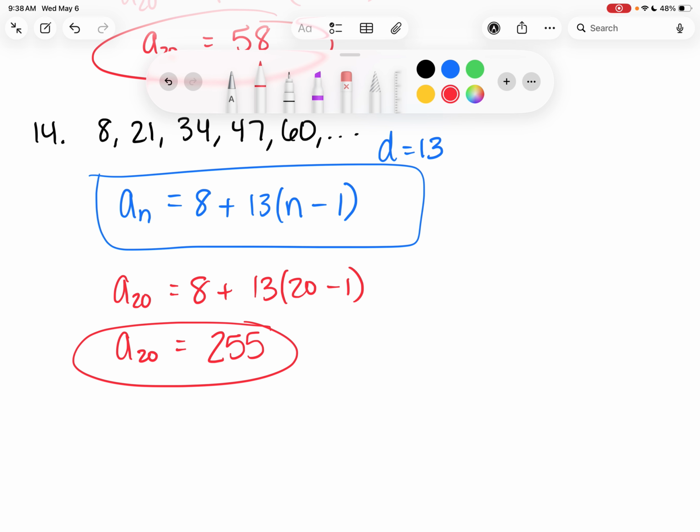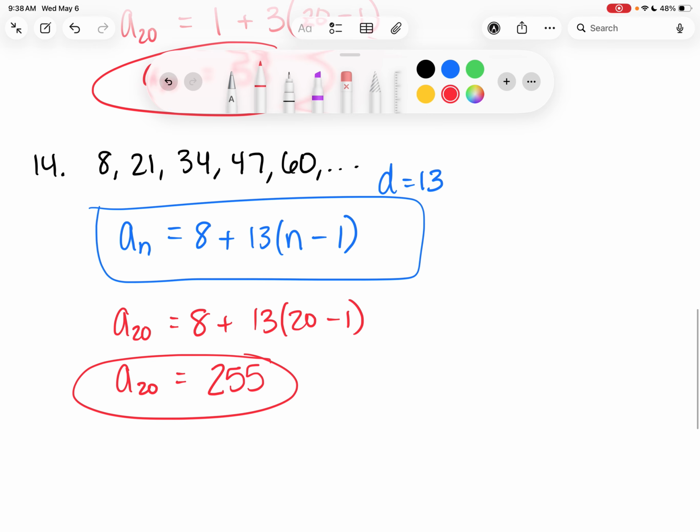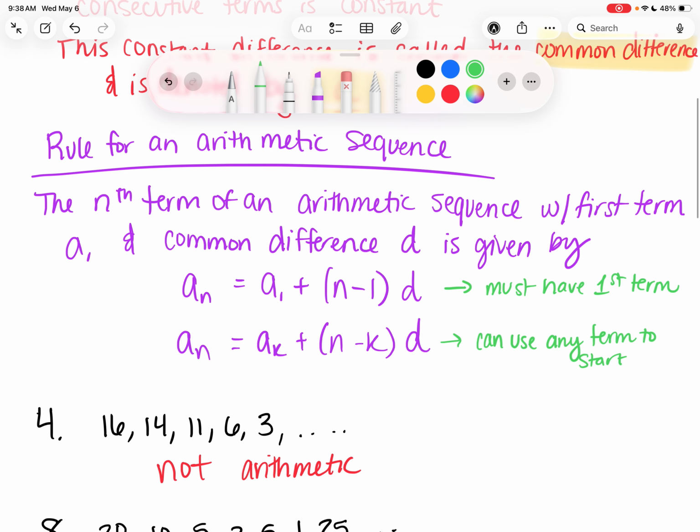All right, now, just so that you can see it, I'm going to show you over here how to start with a number that's not the first number, just so that you can see us using the other formula. You don't have to do it this way. I just want you to see how to do it. So a sub n is equal to a sub k, so that's whatever term you choose to start with. So if I start with the second term, then in our case, I'm going to be using 21, and then it's going to be n minus 2 now.